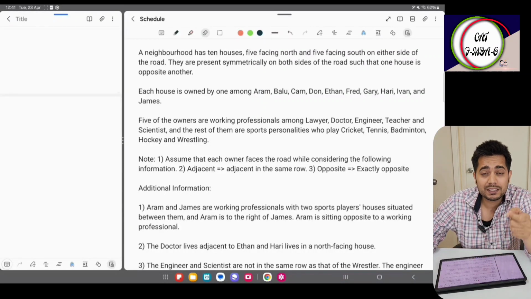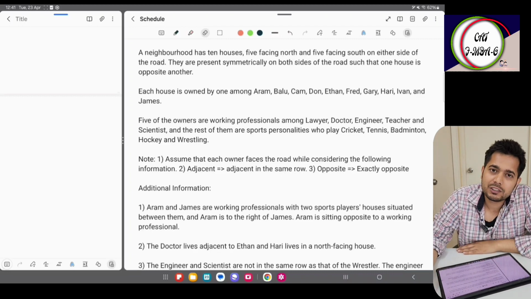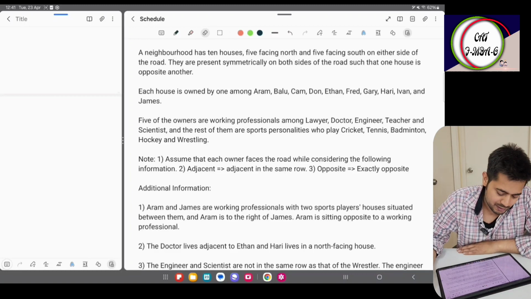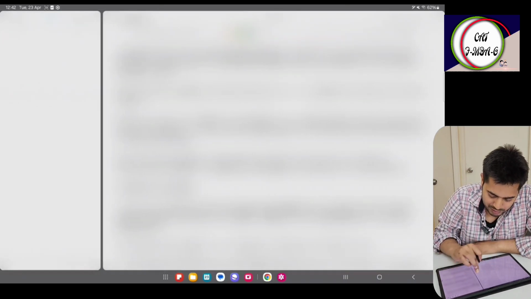So today we are going to do a scheduling based LR set, and the importance of this topic is that every year in CAT you can expect at least one question, one set from this type. Scheduling based sets are basically on the tougher side, but every year there are very high chances you will get a scheduling based set. So let's see how to solve this kind of questions.